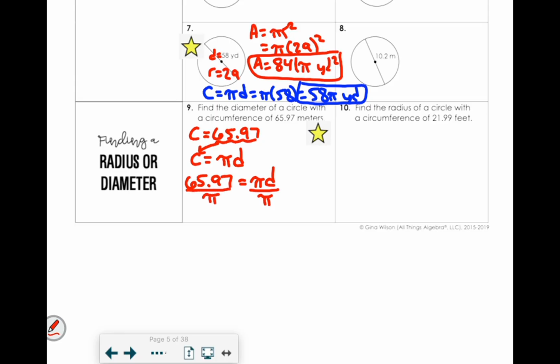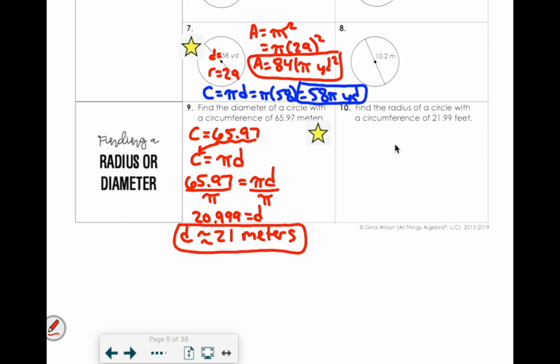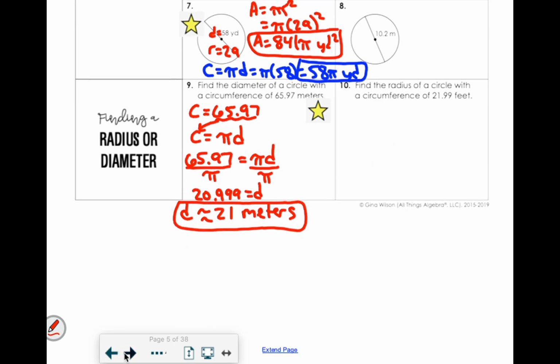So we're going to divide both sides by pi. 65.97 divided by pi comes out to really, really close to 21. So it's going to be 20.999. So we're just going to go ahead and say that that's 21 meters. So the diameter is approximately 21 meters. Okay, good. Going on to the next.